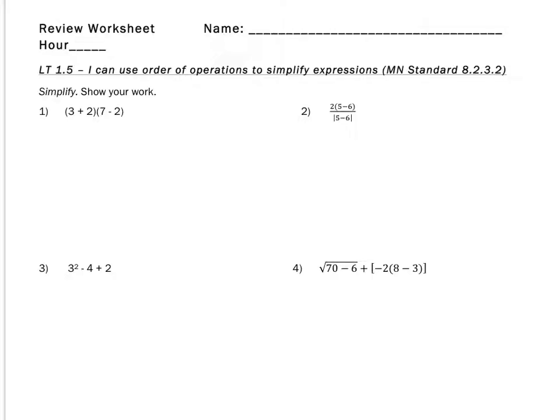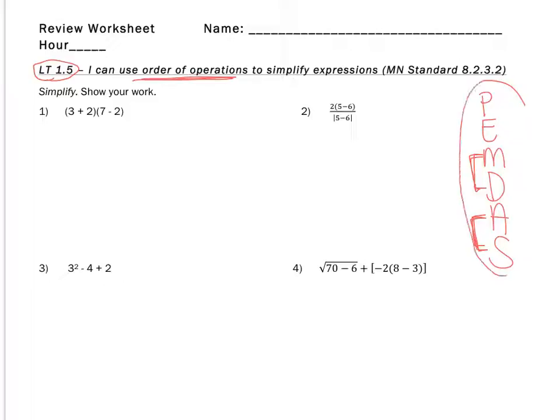Hello, this is a quick review of Learning Target 1.5, which says I can use the order of operations to simplify expressions. Reminder, order of operations is PEMDAS, which is parentheses, exponents, multiplication, and division. And I'm going to group those together because, again, it's whatever happens first from left to right. Same thing with addition and subtraction. We group those together because it's whatever happens first from left to right. We are going to use PEMDAS to help us simplify expressions.